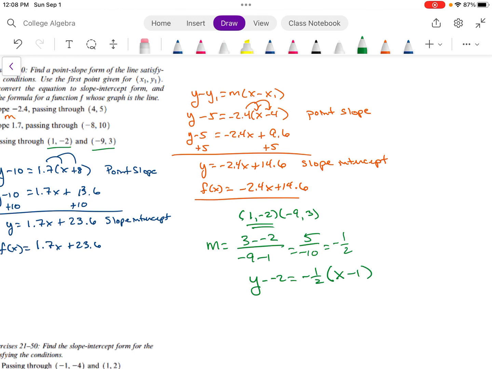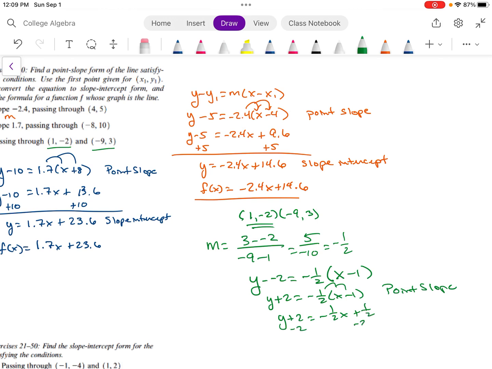Again, if it doesn't like that answer, they may want the minus and minus taken care of. So y plus 2 equals -1/2 times (x minus 1) in parentheses. So there's my point slope. Now we solve for slope intercept. So distribute the -1/2. y plus 2 equals -1/2 x plus 1/2.